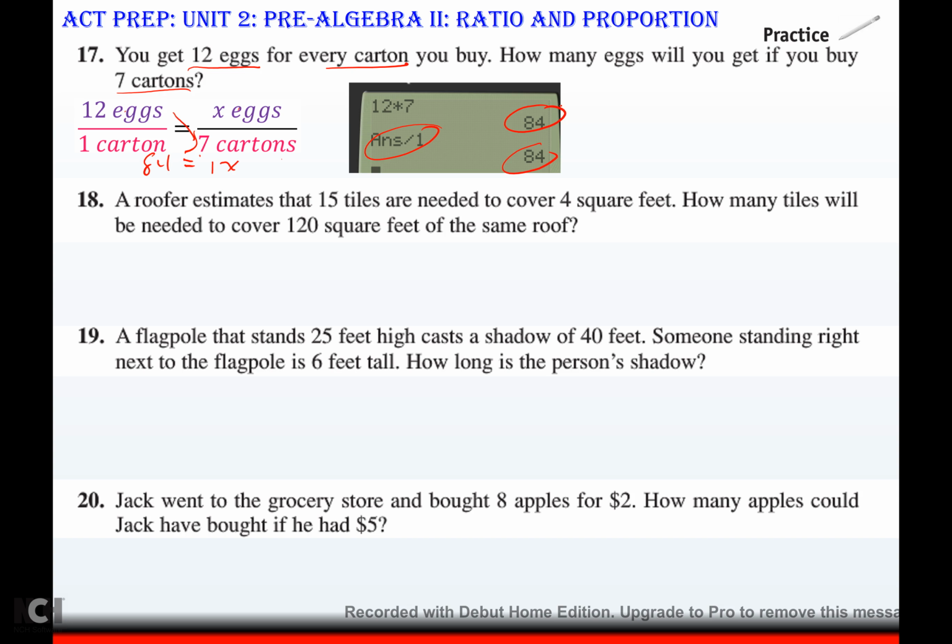A roofer estimates that 15 tiles are needed to cover 4 square feet. How many tiles will be needed to cover 120 square feet of the same roof?